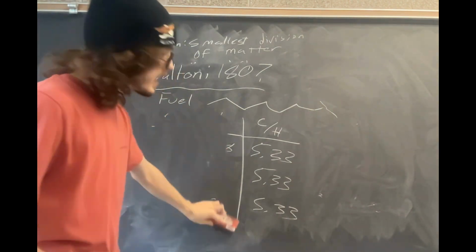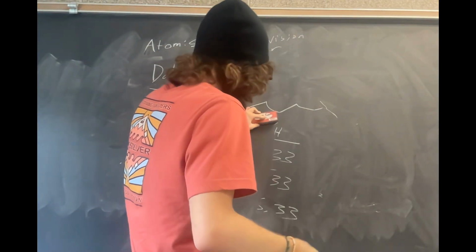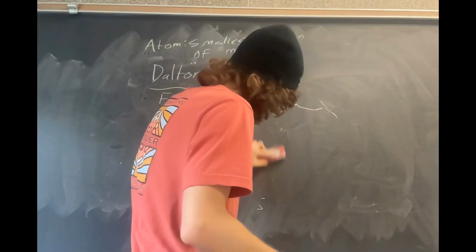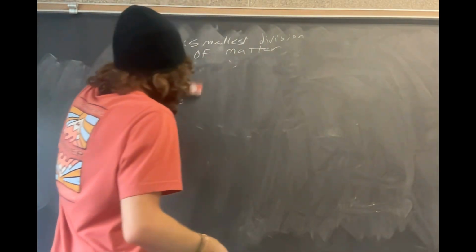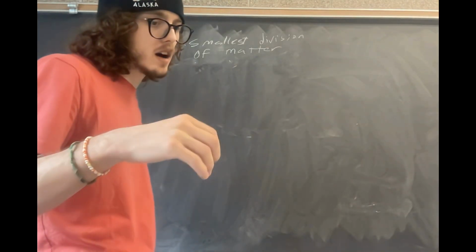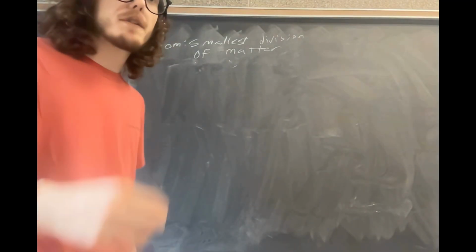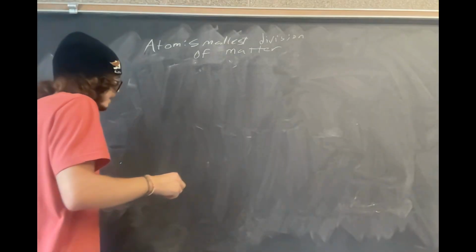But remember, like we said, atoms are made up of protons, neutrons, electrons. Where do these things come from? Well, what we're going to do right now is discuss how electrons were found and how they were characterized.